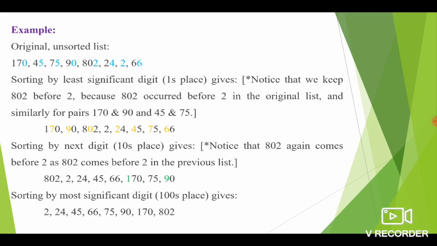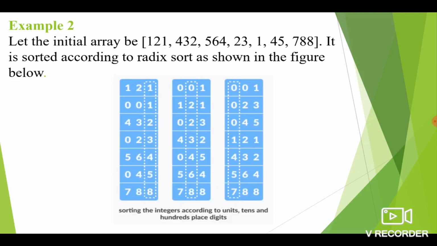So I am moving with 4. The number 4 must occur in the tens place. Okay. So I am having only one number, 45. So it is written. So like that all the numbers are sorted based on the tens place. Okay. So the same process is repeated for the hundreds place, that is the most significant digit. Okay. So that is how we do the radix sort.